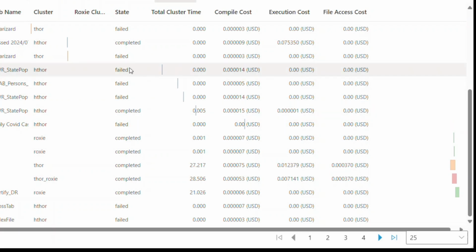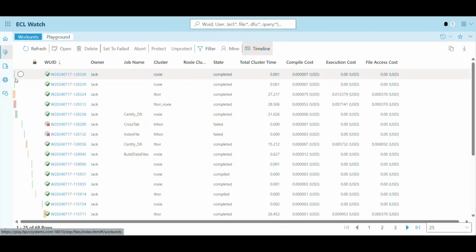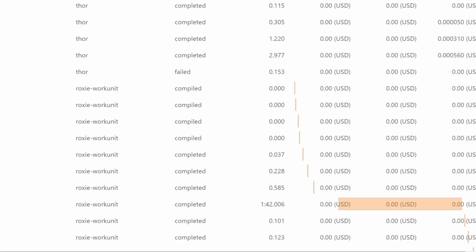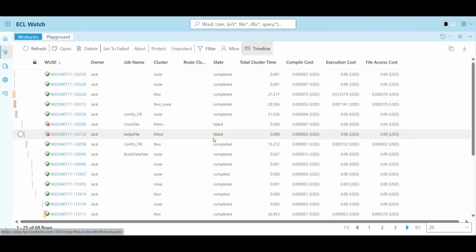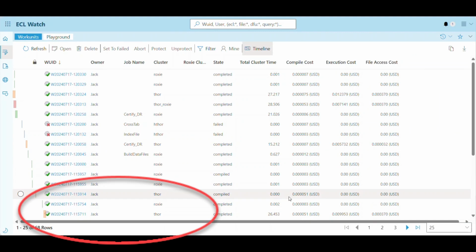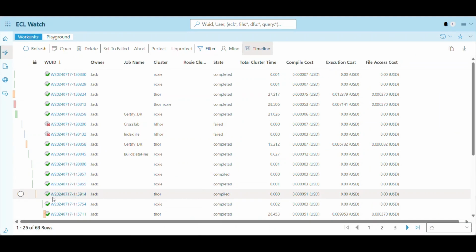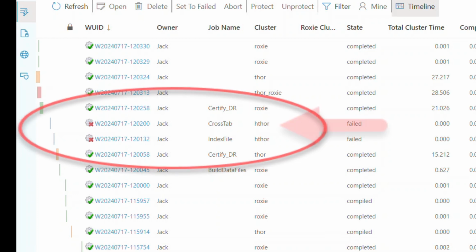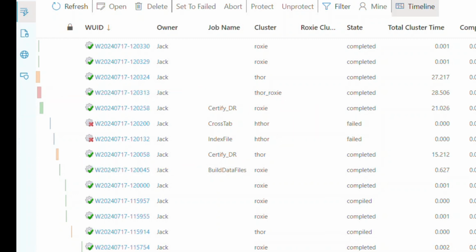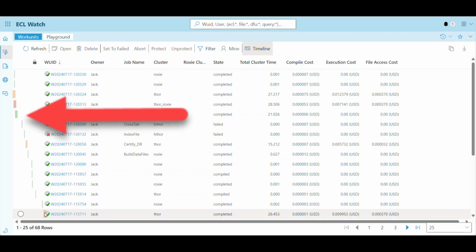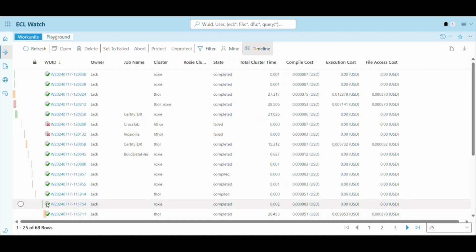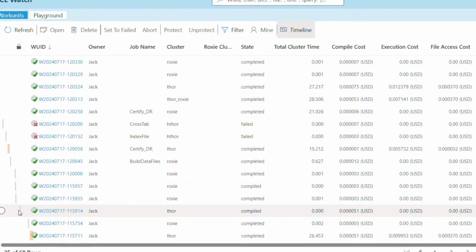The different colors indicate which target cluster the work unit is running on. For example, orange indicators are the Thor clusters. An orange bar will overlay the row for any work unit that's running on a Thor cluster. There's also a blue indicator bar, which means it's running that work unit on an hThor cluster. And there's also a green bar, which indicates that it is a Roxie job or work unit running on a Roxie cluster.